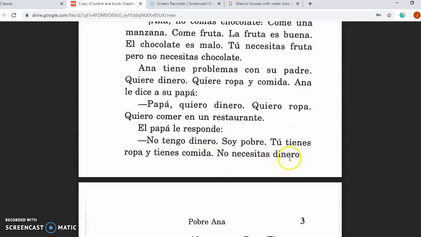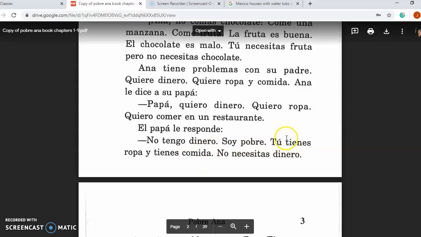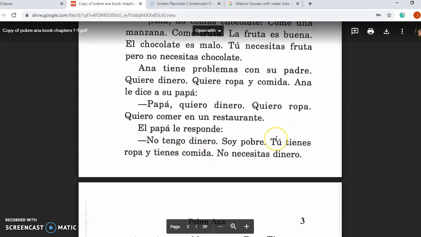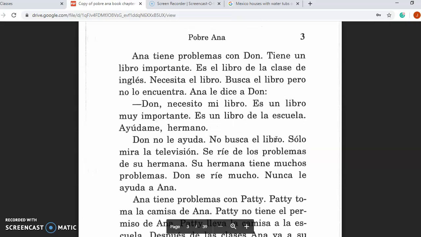You don't need money. So there, "tú" was used in front of "tienes," and sometimes it's done just to add emphasis. So you have money already and you have food, and he doesn't need to put it there because he already put it there. Poor Anna.